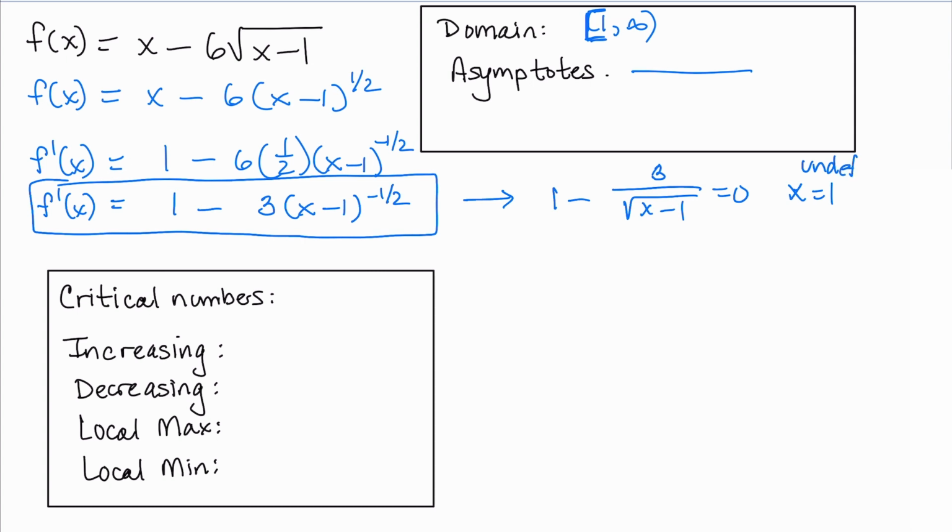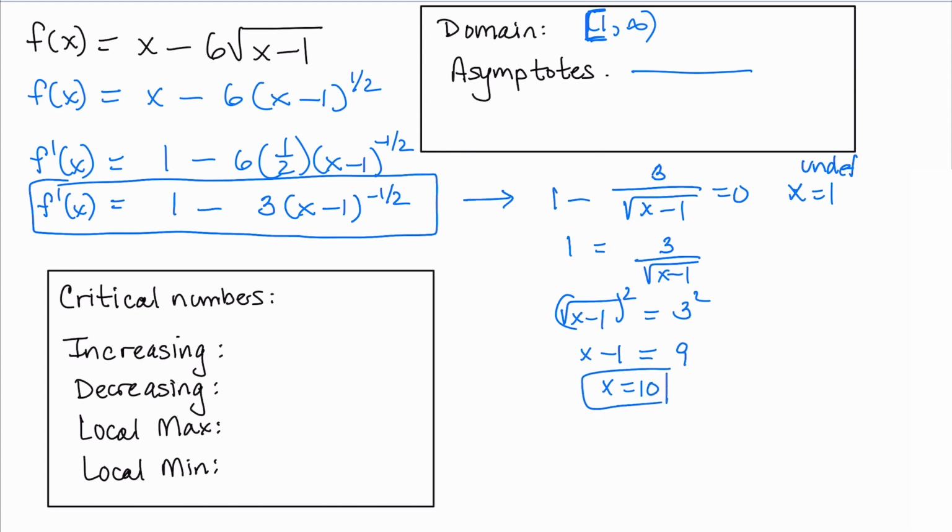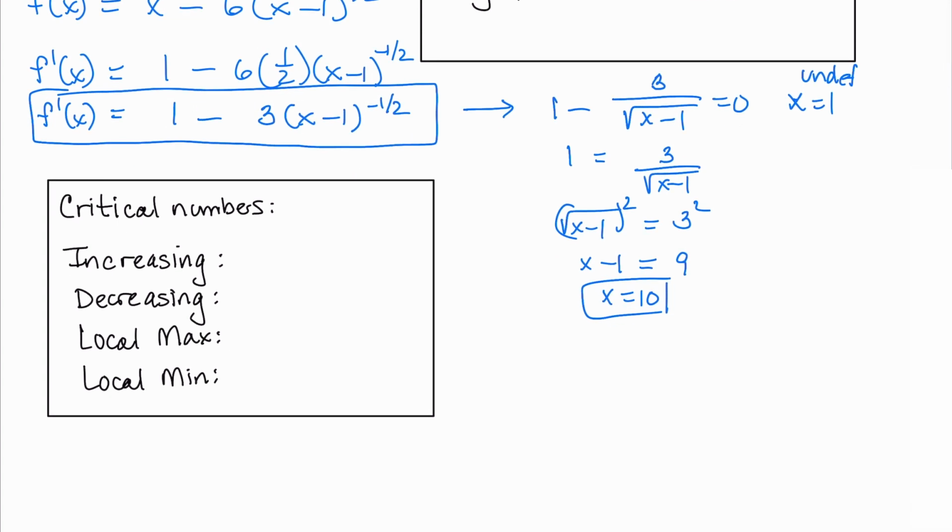The other critical numbers can come from when the first derivative is equal to 0. So what I'm going to do is add the square root expression to both sides, multiply both sides by the square root, and square both sides. And then add 1 to both sides, and it looks like a critical number is 10. So x equals 1, endpoint, x equals 10, something could be happening there.